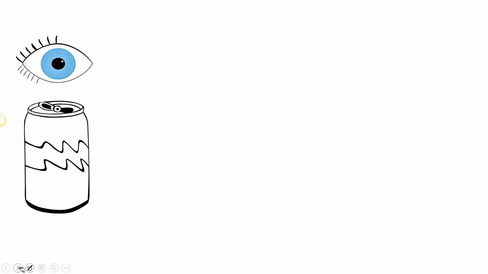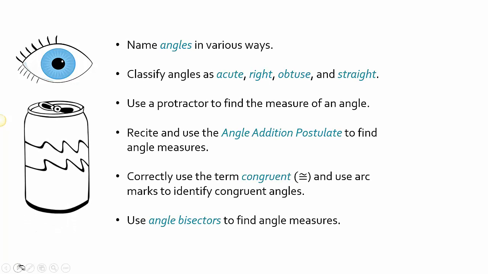So let's finish wrapping up with your I can statements. I can do the following now. I can name angles in various ways, classify angles as acute, right, obtuse, and straight, use a protractor to find the measure of angles, recite and use the angle addition postulate to find the measure of angles, correctly use the term congruent and arc marks to identify congruent angles, and use angle bisectors to find angle measures. Hopefully you're proficient, or at least ready to try to become proficient in all of those I can statements.